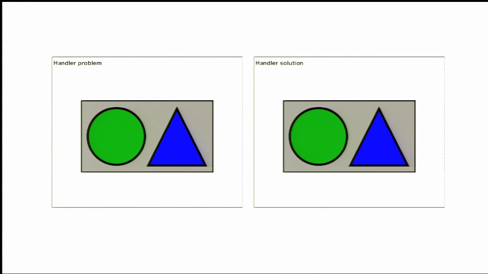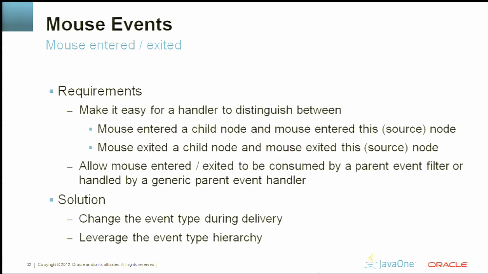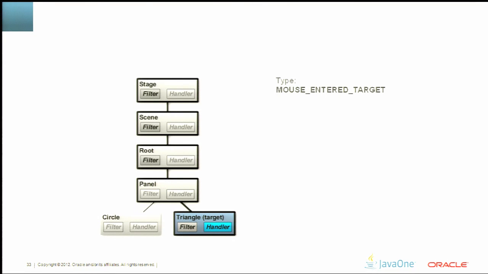So what we want to do is this. This is how we did it. This is just a summary of what we wanted to achieve. What we actually did is that we still have one event, but we change the event type during delivery. We added another event type, called mouse entered target or mouse exited target.